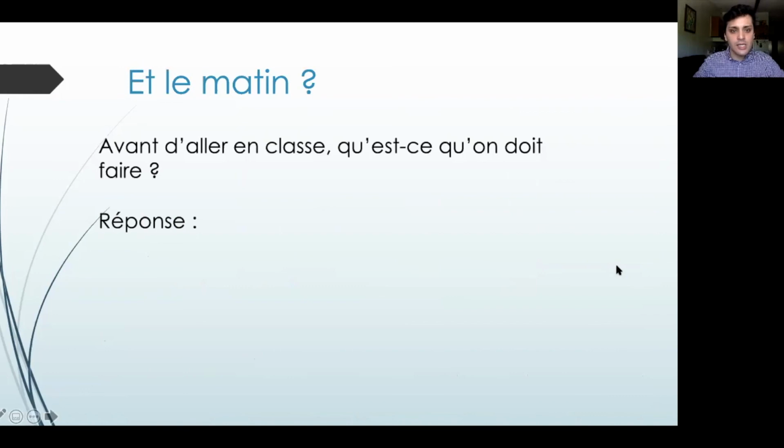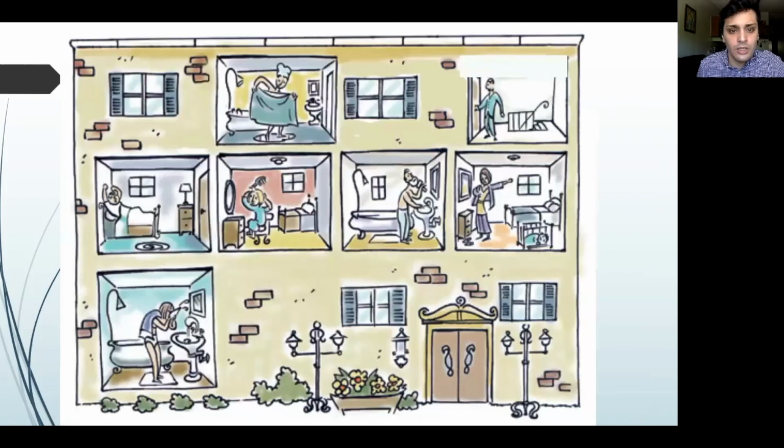So then what we did during the synchronous lesson, this is what we do. We start with this activity. Et le matin, avant d'aller en classe, qu'est-ce qu'on doit faire? La routine. D'accord? And then they get this image and with a partner they go through what are the logical things, this is a vocabulary activity. What are the logical things that they're doing? What order are they doing it in, right? And then what is the vocabulary?